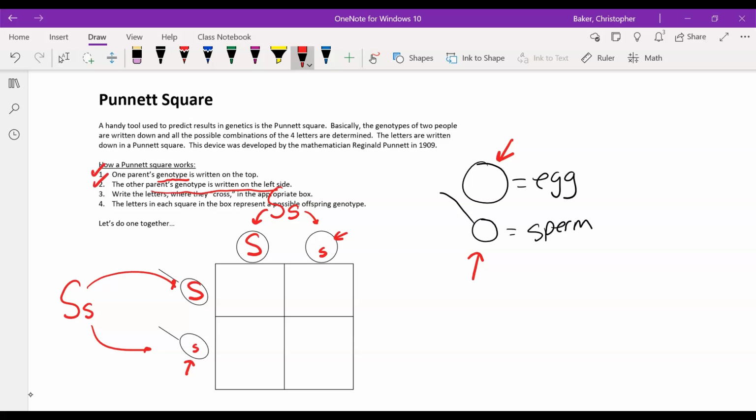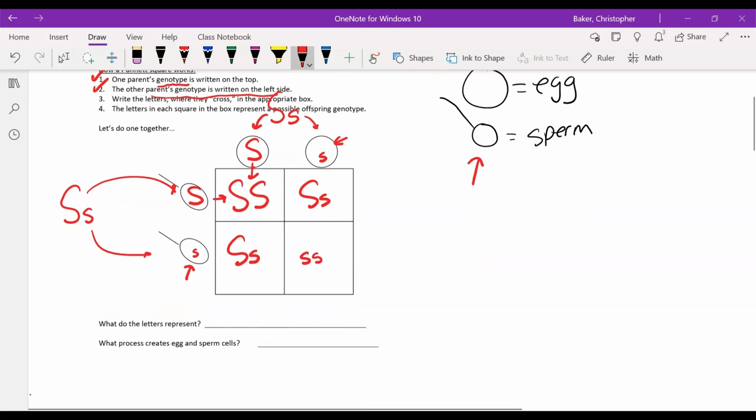Now number 3 is write the letters where they cross. Big S and big S. A big S here and a little s here for this box. This box here is this big S sperm and this little s egg. And lastly, this box right here is going to be this little s sperm and this little s egg.